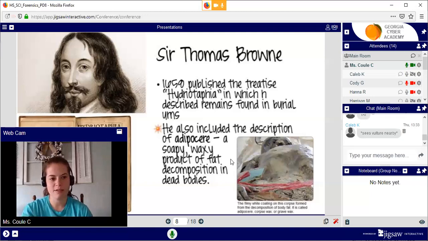So this is urns. The R and the N just ran together with this font type. Good question, Hannah. Yeah, it's burial urns. Like, you know what they put cremated remains in? You know what I'm talking about?